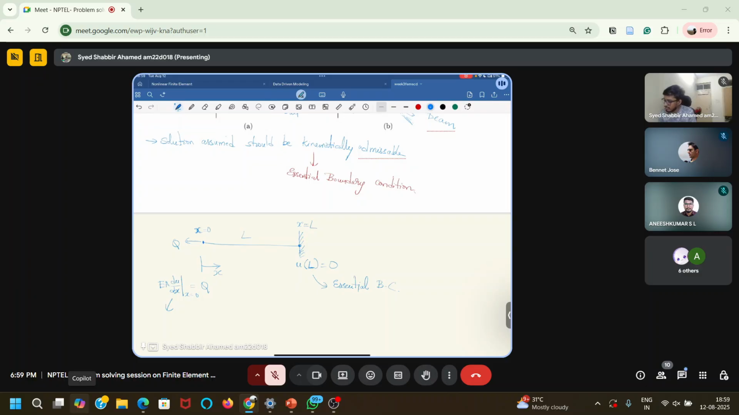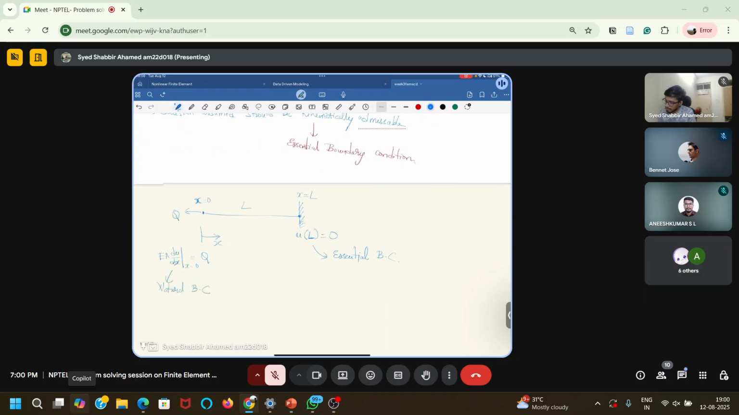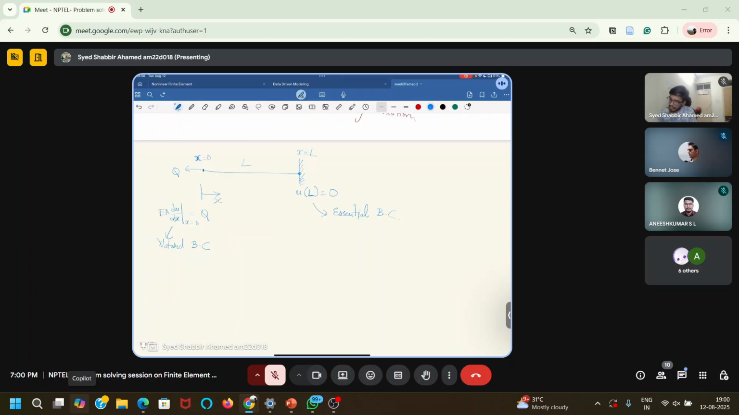This other boundary condition is called the Neumann boundary condition, natural boundary condition, or traction boundary condition, because this is a boundary condition imposed on the secondary variable. So this is the natural boundary condition. Our approximate solution should satisfy only this one, the essential boundary condition. Okay.